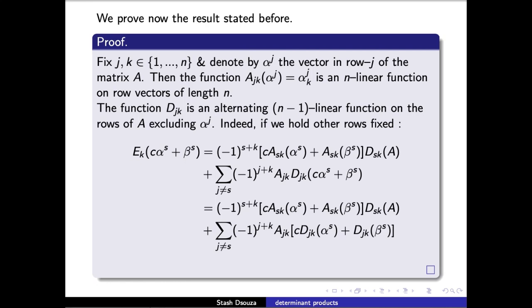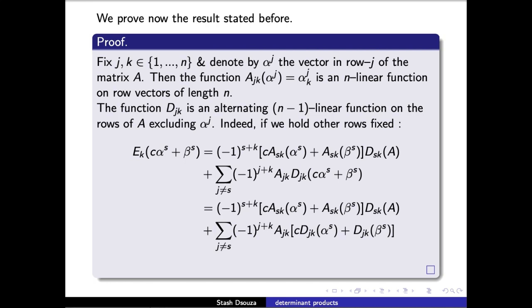So for indices j and k in the index list of 1 to n, denote by alpha j the vector in row j of the matrix A. The function ajk evaluated at alpha j, given by alpha j sub k, meaning the kth entry in the row vector alpha j, is an n-linear function on row vectors of length n. Further, the function djk is an alternating n minus 1 linear function on the rows of A, excluding alpha j, and it is independent of the row alpha j because in the definition of djk, one needs to delete row j and column k from the matrix A.